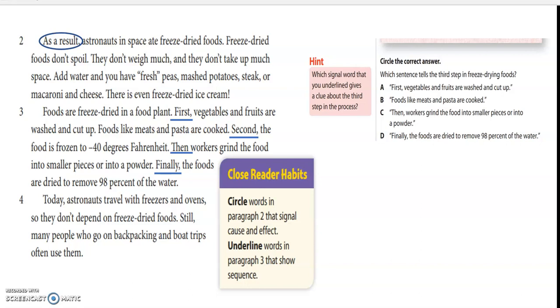And if you look back in paragraph 3, we'll see that then is the third step. Let's look at D. Finally, the foods are dried to remove 98% of the water. Boys and girls, we know that finally is the last thing that happens. And in this case, there are 4 steps. So finally can't be the third step, can it? So what is our logical answer choice? That's right, letter C.